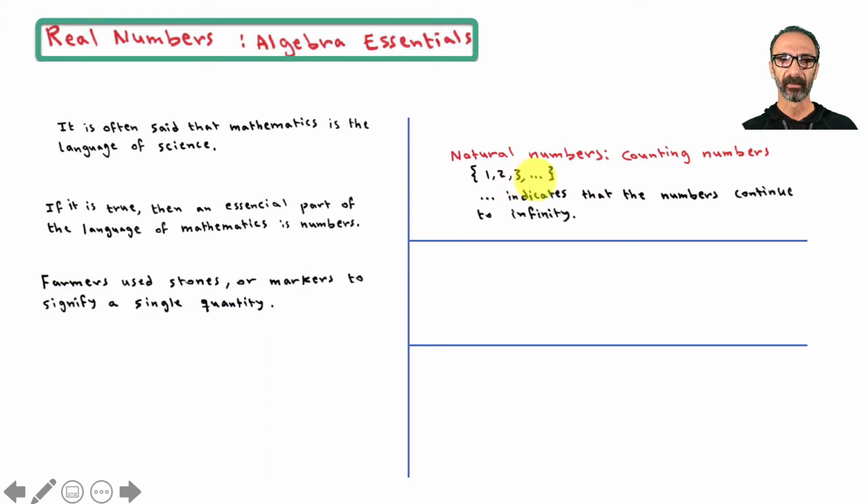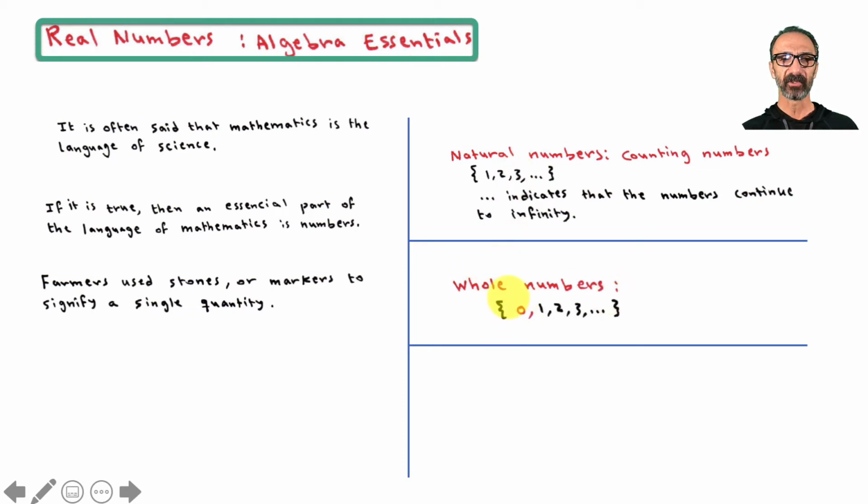1, 2, 3, all the way to infinity. When we write 3 dots right here, it means all the way to infinity. We can't just display them all. So that's how we write the set of natural numbers, also called counting numbers. If you add the 0 to it, we call the new set whole numbers. So whole numbers will have a 0.